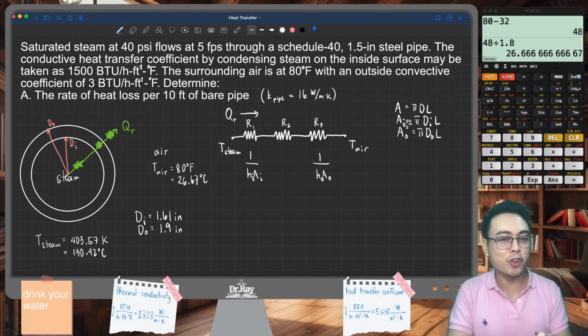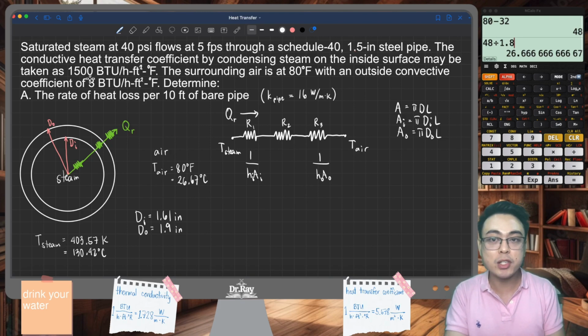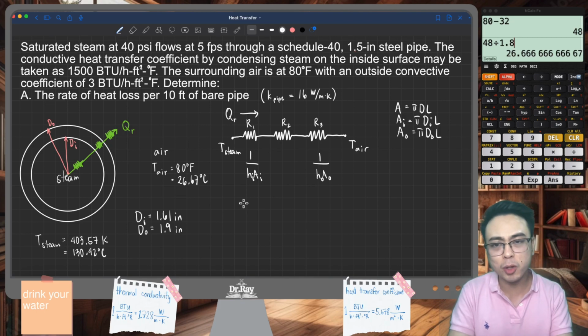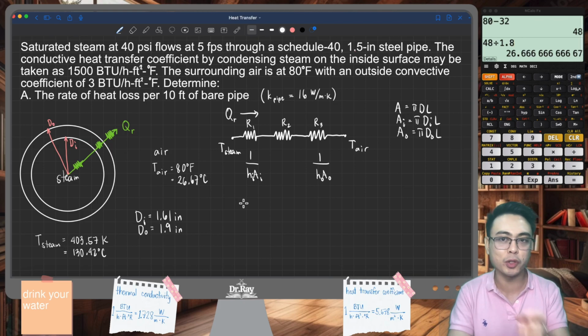So at this point, we have already characterized the resistance encountered due to convection on the inside of the pipe and the resistance due to convection on the outside of the pipe. Now, the heat transfer coefficients H_I and H_O were already given in the problem. That is 1,500 BTU per hour per square feet per degree Fahrenheit on the inside, and it's 3 on the outside. Now, if you are comfortable with dealing with parameters in SI units, then we just have to convert it from English units to SI units. I have the conversions right here.